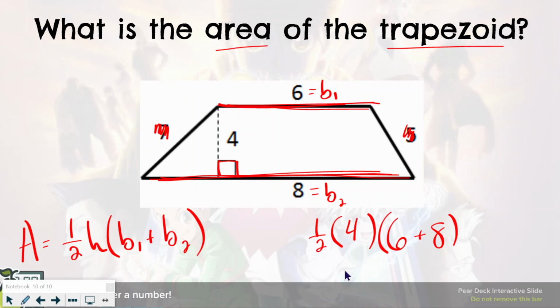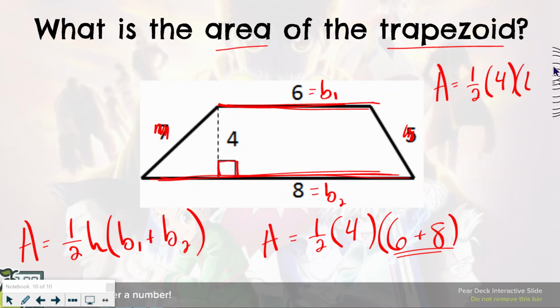So 1/2 times 4. Actually, I'm going to do the parentheses first. So I'm going to follow order of operations. I'm going to do the parentheses first to get 14. So my area equals 1/2 times 4 times 14. And now I can just multiply all 3 of those numbers together and get that my area is 28. Again, I don't really know what the units are, but I know that they're going to be squared.